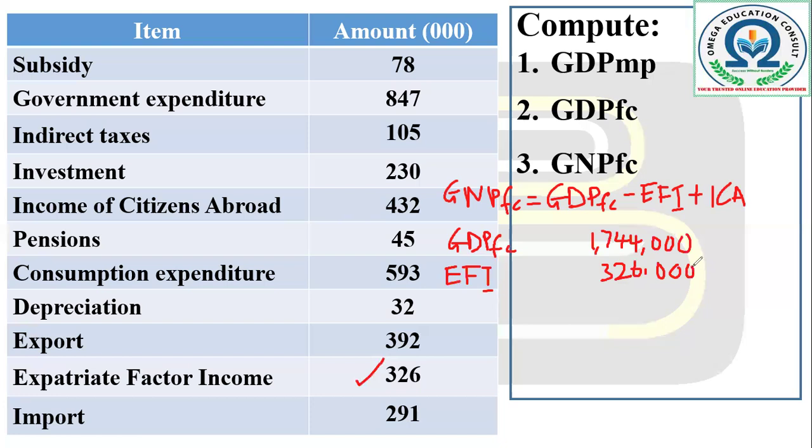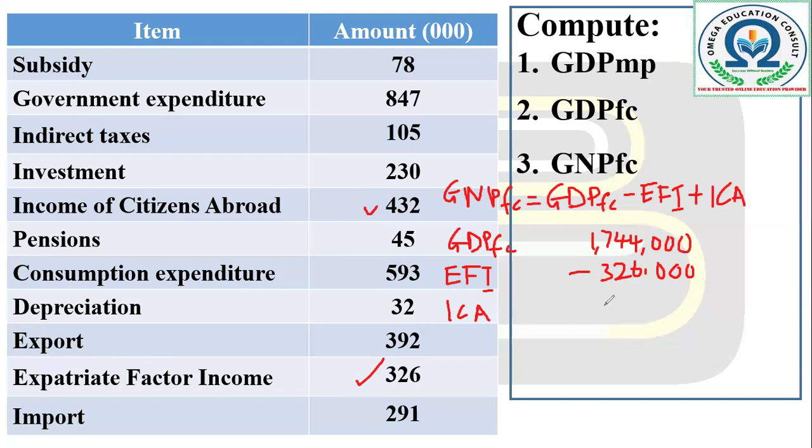So 326,000, and take note that it is a minus. Then we identify income of citizens abroad. You write in full, remember. So income of citizens abroad. Okay, so we identify that here.